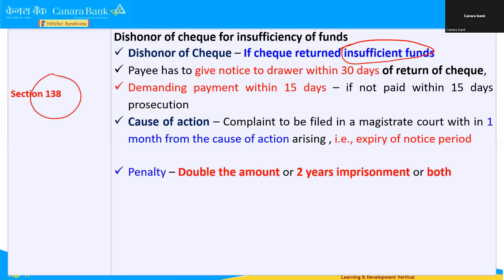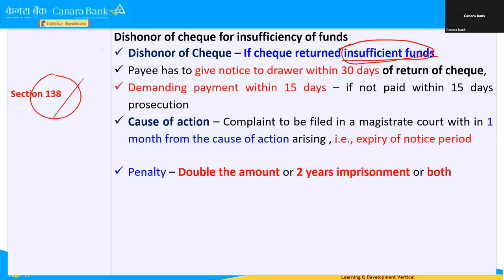Section 138 has punishment. So for a technical reason, you cannot punish a person who has issued a check. That is the reason. If the amount is not there, yes, it is a punishable offense. So first thing you have to understand is the check should be returned for insufficient funds only. Technical reasons are not permitted under Section 138.